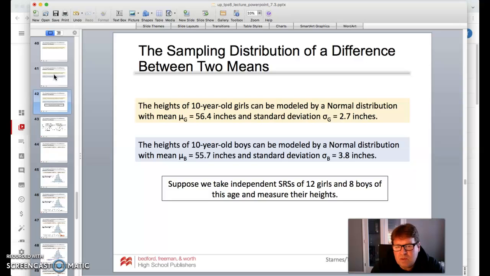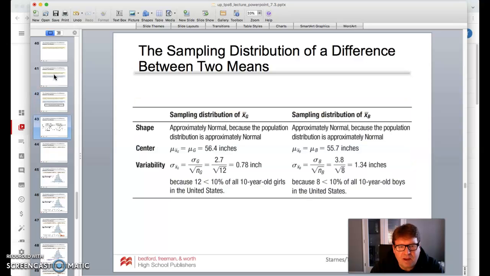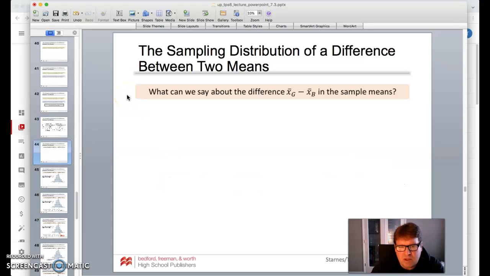So suppose we take independent simple random samples of 12 girls and 8 boys of this age and measure their heights. Now remember, the shape's going to be approximately normal. We got the centers of each one. We got to figure out the standard deviation of each one. Remember, for the girls, we take the actual standard deviation and divide it by the square root of our sample size of 12. Now the boys, we're only doing 8, so we divide by the square root of 8 there. So we've got those measures right there.